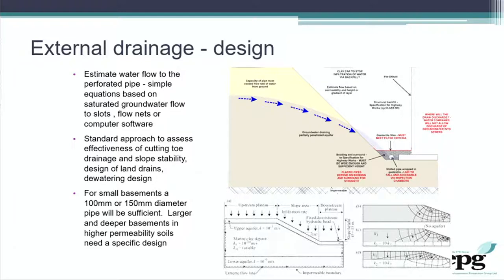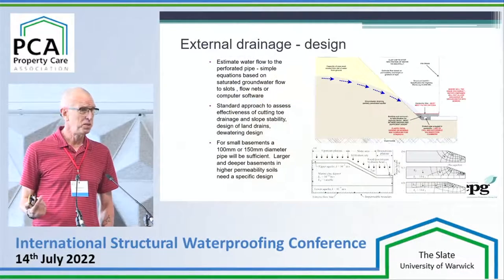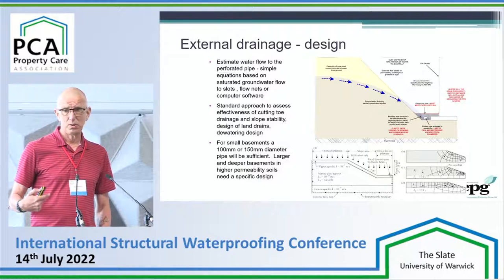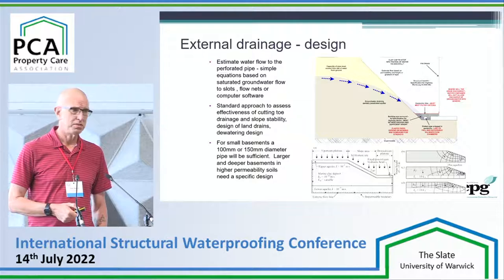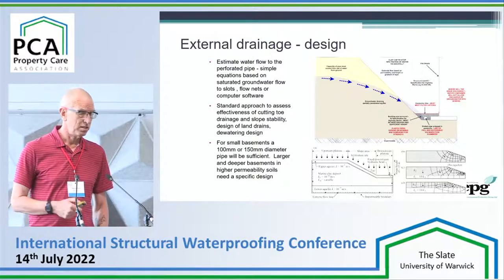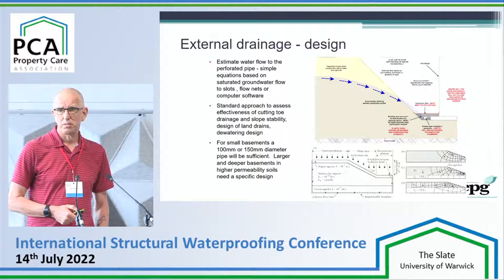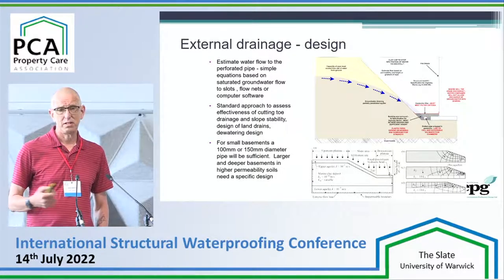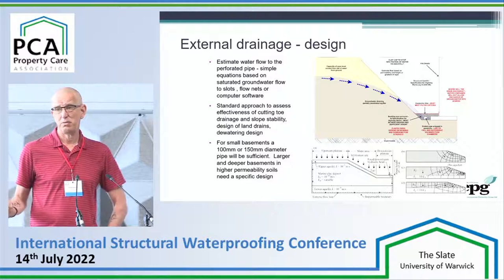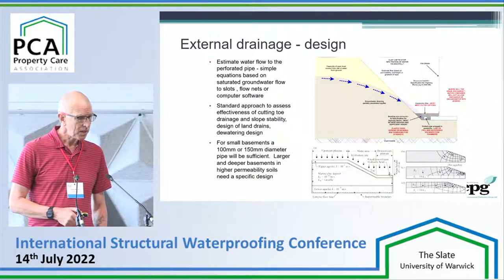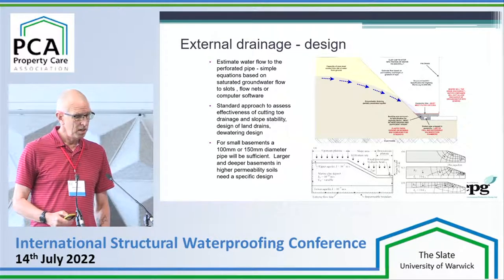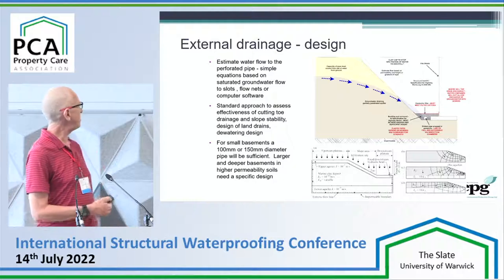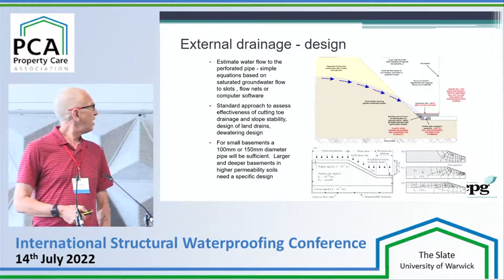There are lots of ways that we can analyse water flow into the drain. You can do very simple equations, or you can do what are known as flow nets, where you draw diagrams of water flow through the ground. And these days, you can do it in modelling packages that we use for groundwater assessment. So depending on the complexity of the project, it depends on how complicated you want to be. And you can work out what the drawdown is, how much water is coming into the perforated pipe. Other things you need to think about on there, probably pretty small, sorry about that.